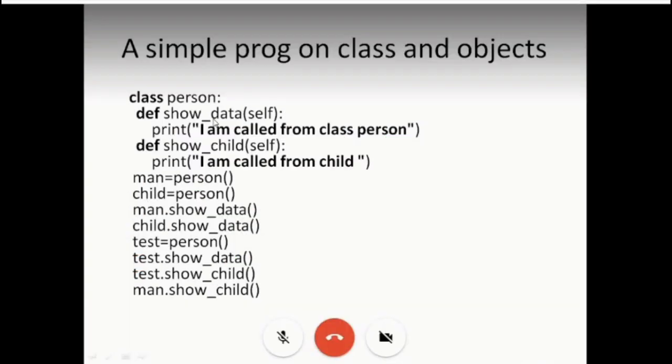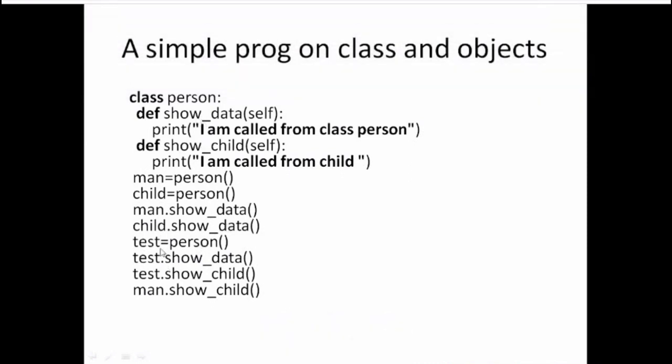Now using the man object, I am calling the showData method, and using the child object, I am calling the showData method. Now I am creating one more object, that is test is equal to person. So I am creating another object called test of this class person. Using this test object, I am calling the showData function. Using the test object, I am calling the showChild function. Again, I am calling showChild from the man object.